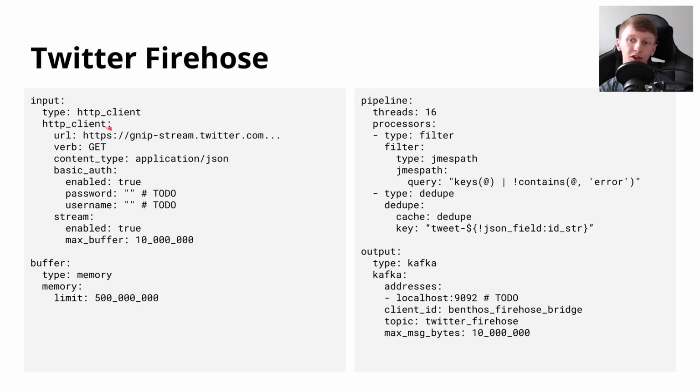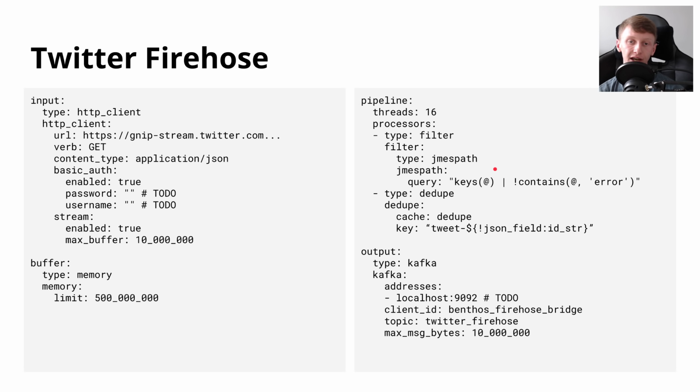So the input type is the HTTP client input type, and that's not Twitter specific. And what we do is we say stream enabled because otherwise the payload would be expected to be a single message, but in this case it's a continuous stream of line delimited messages. So we say stream enabled, and then we dump that into a memory buffer of 500 meg, and then we've got these 16 processing threads, and the processing threads do two things.